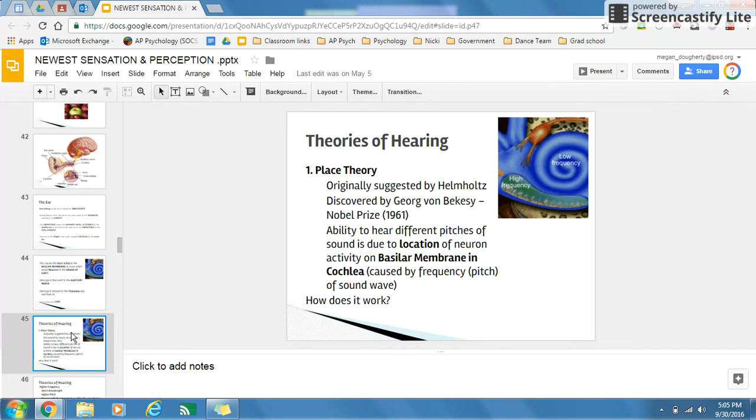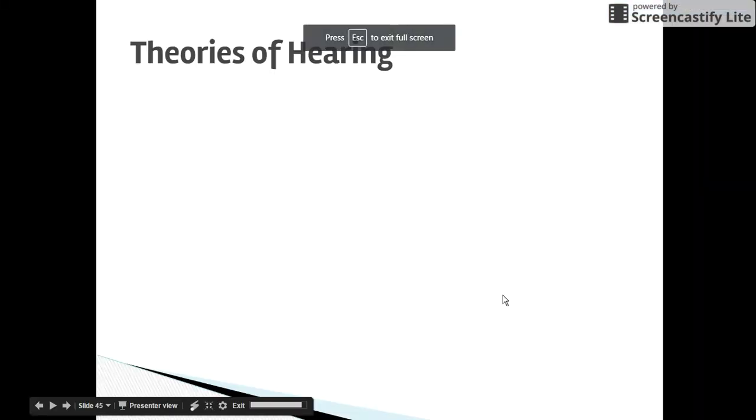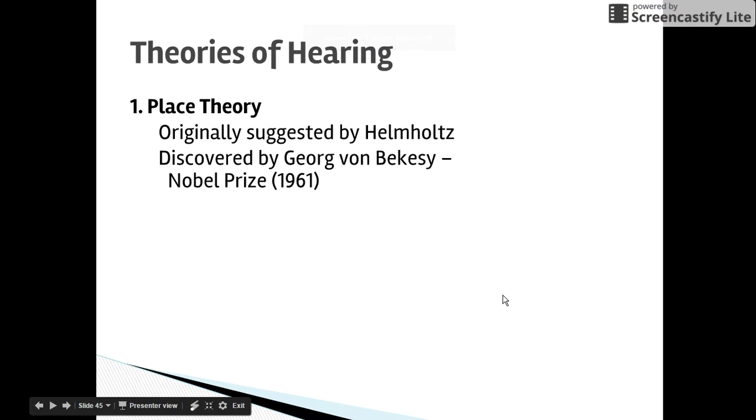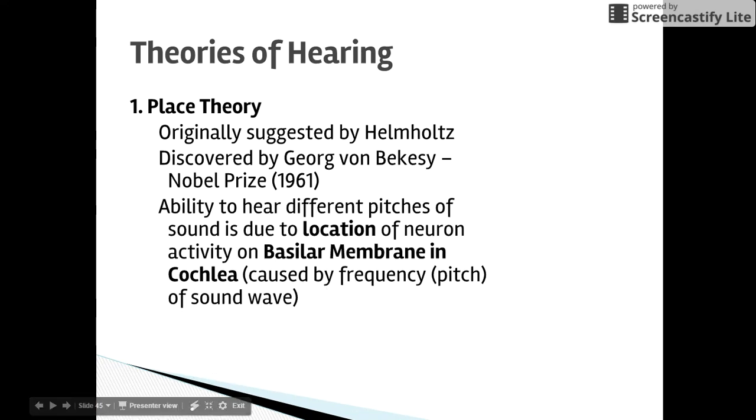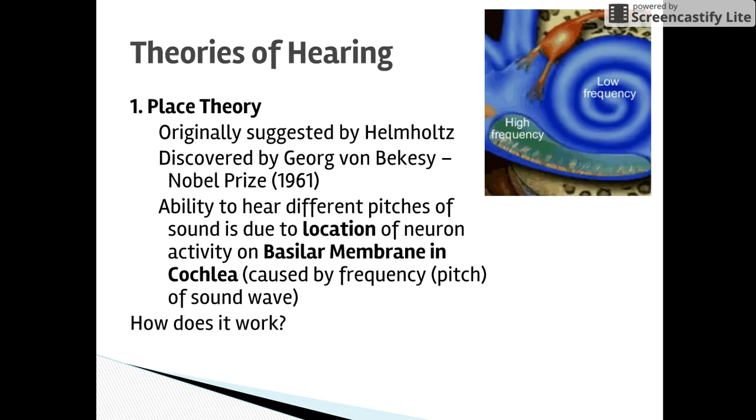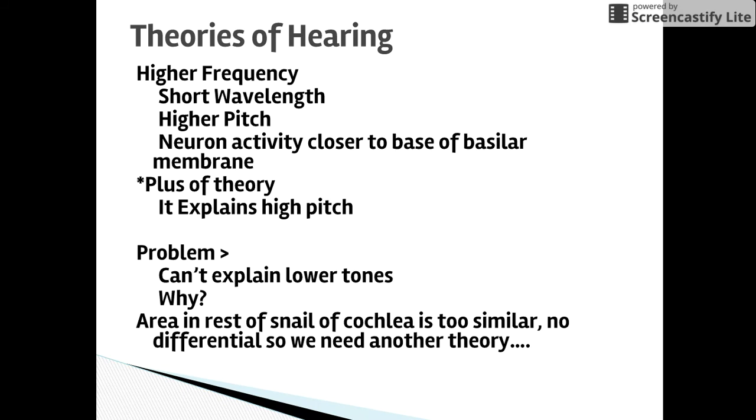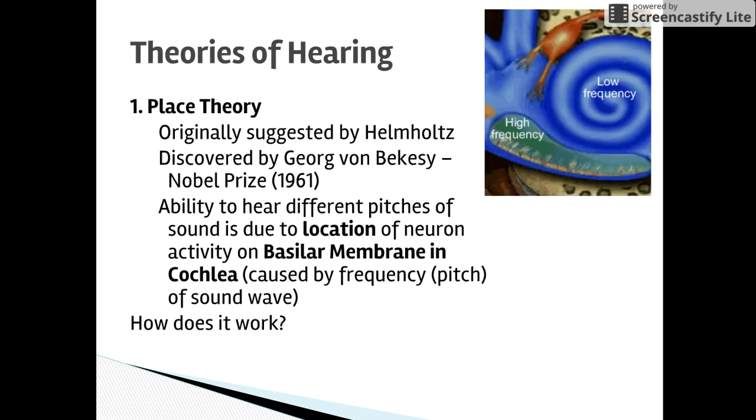So we have three hearing theories. First, the place theory, originally suggested by Helmholtz. This was discovered by Georg von Békésy, and he got the Nobel Prize for this discovery in 1961. This theory is the ability to hear different pitches of sound due to the location of the neuron on the basilar membrane in the cochlea. So you can see from this image that we have a high frequency here with the place theory.